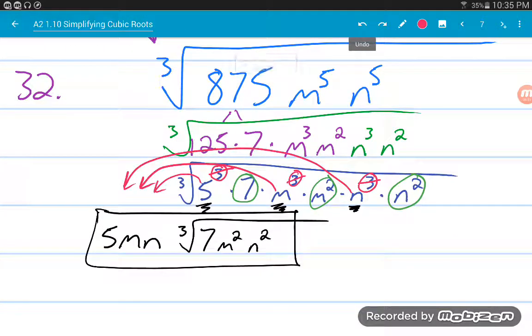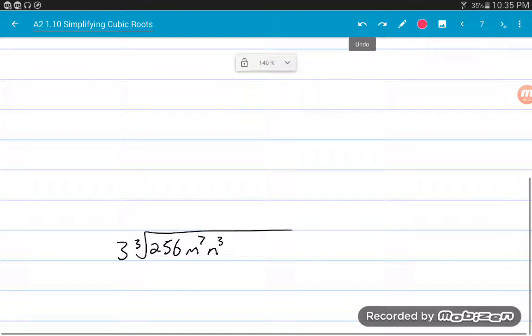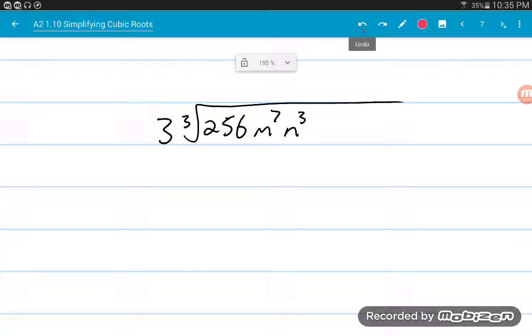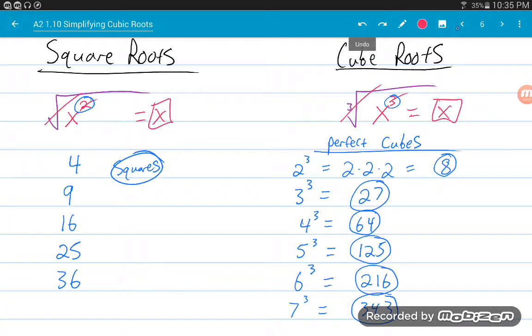Now let me try a slightly different example that has a coefficient in the front. The example that I'm going to pick is this one. The 3 cubed 256 question. Let me check which question number that is.